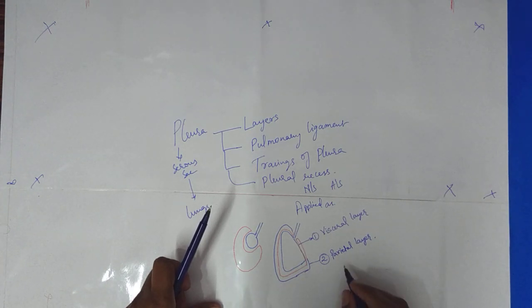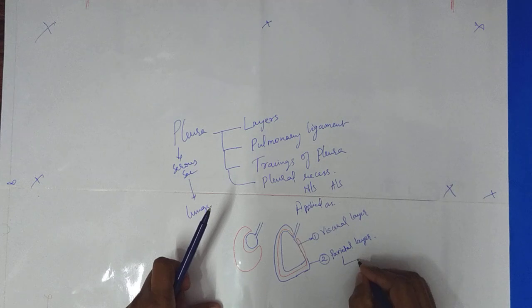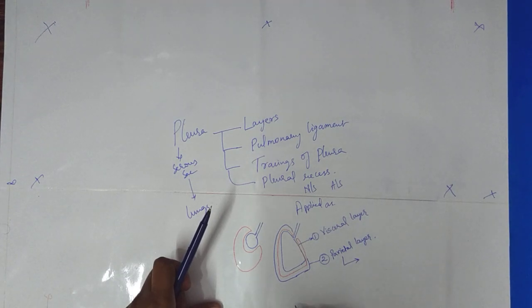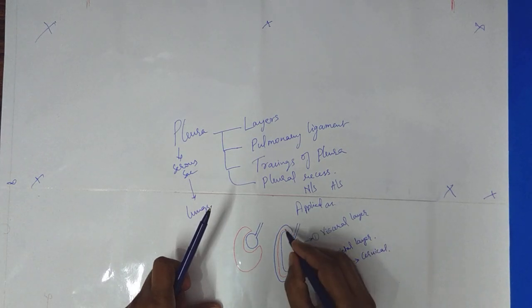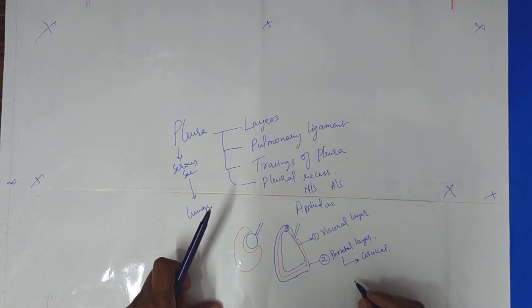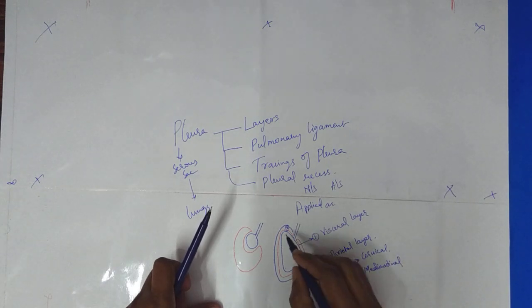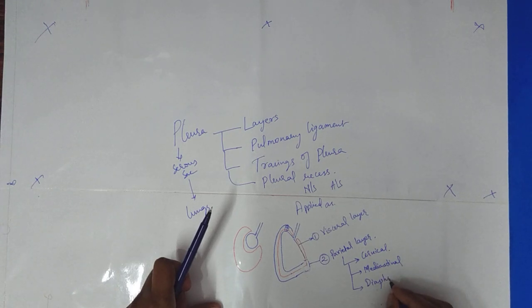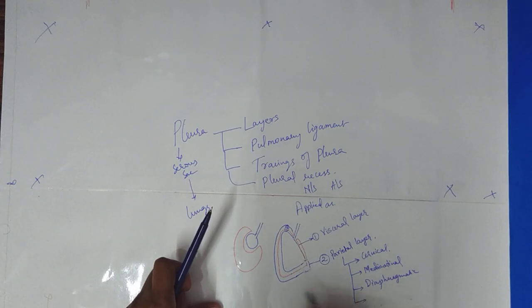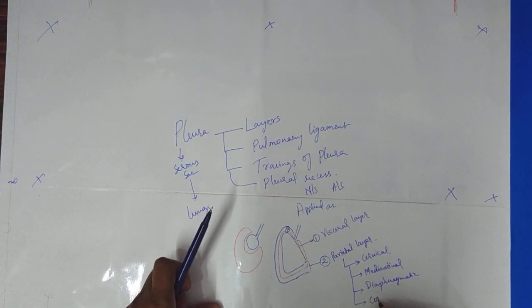If you see the different parts of this parietal pleura based on the regions where they are covering, you can again divide that into cervical pleura, which is related with the tip, or you can say apex of the lung, then mediastinal pleura, which is related with the mediastinal side of the lungs, then third one is the diaphragmatic pleura, and last one is the costal pleura.